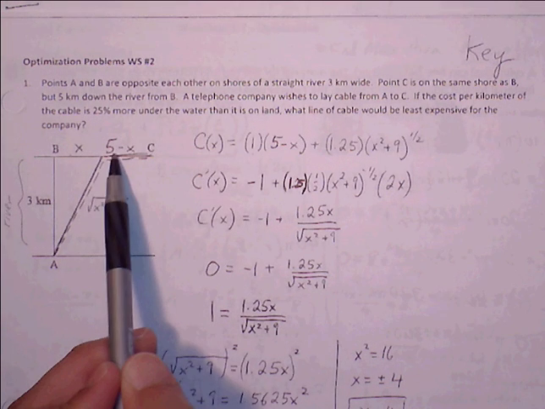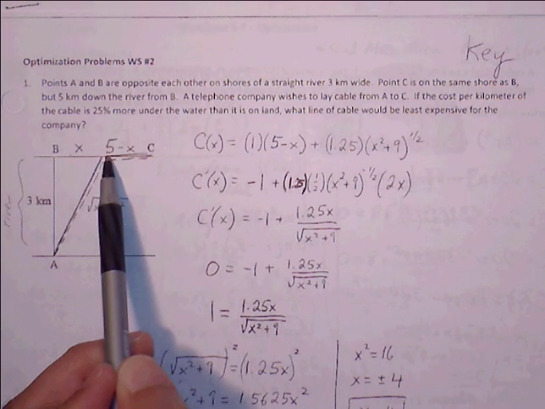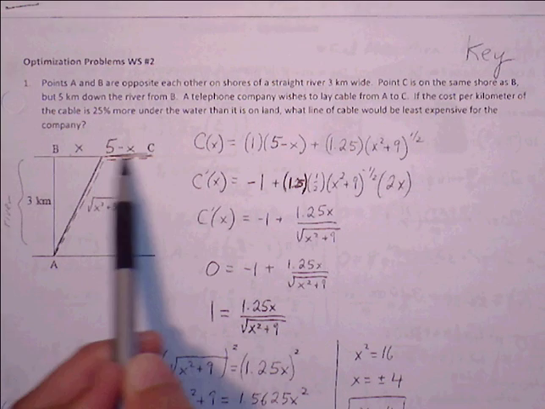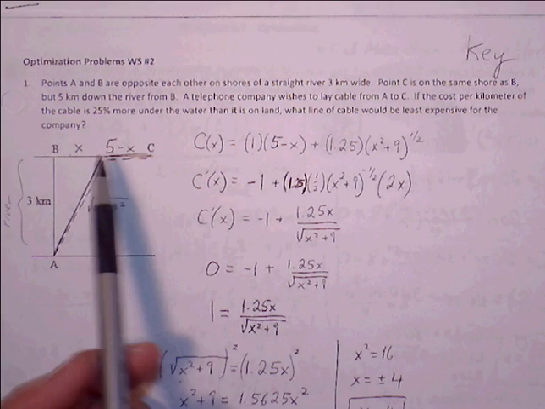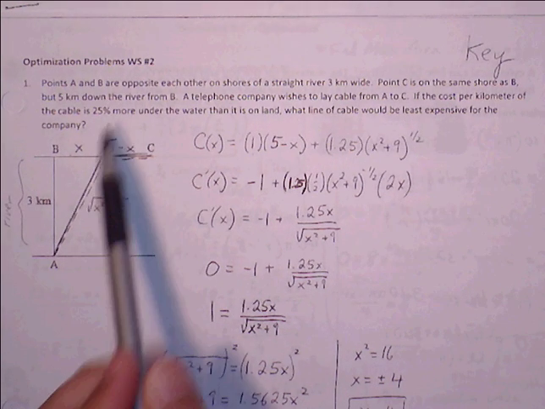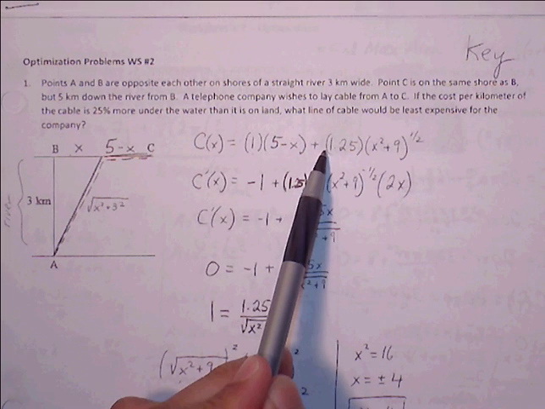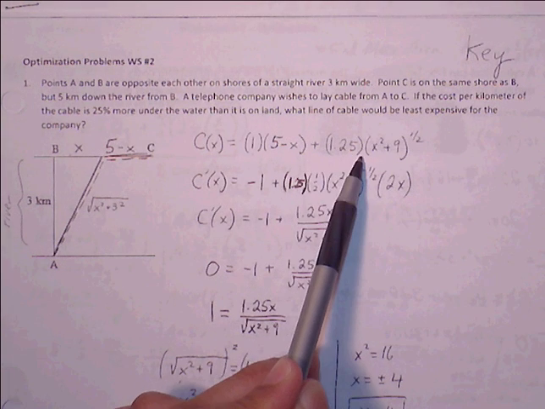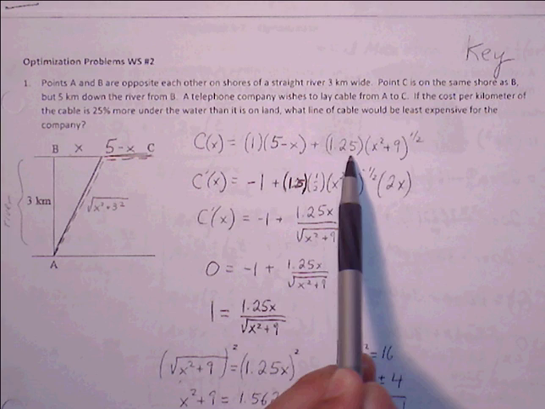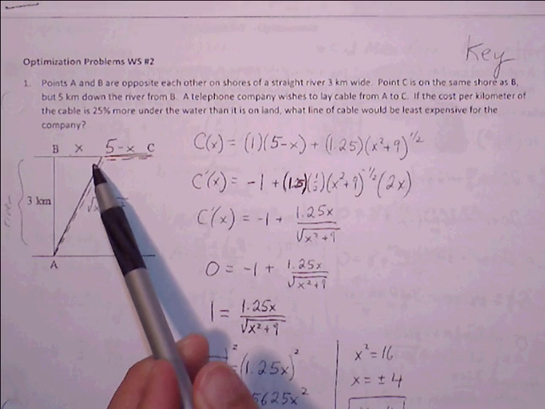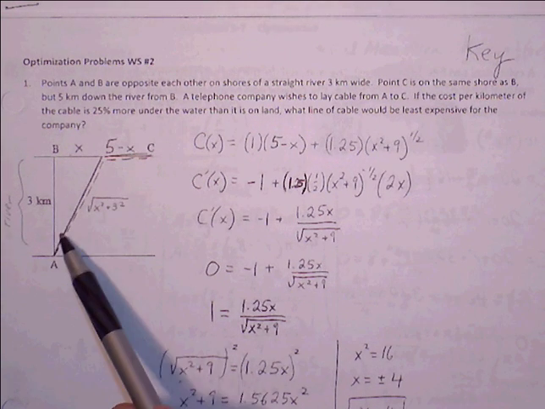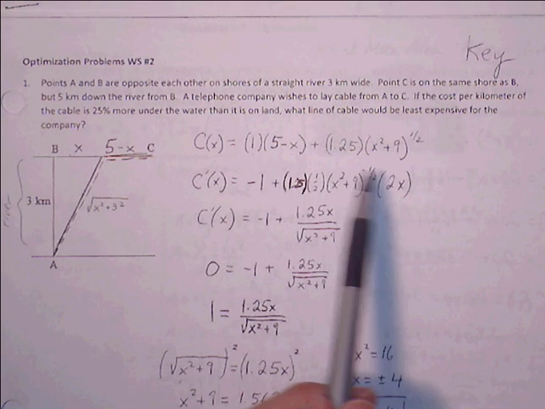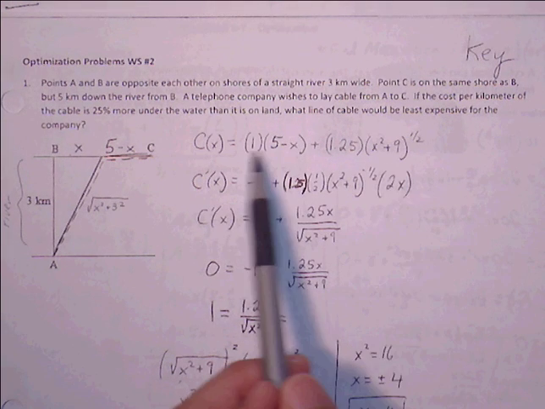Because we're doing relative cost here, if we just assign land to be $1 per kilometer for convenience's sake, then underwater must be 25% more, so 1.25 times the cost of this distance, which is the square root of x squared plus 9. Now we have the cost equation.